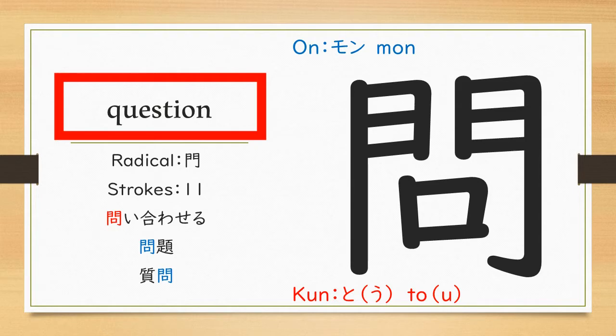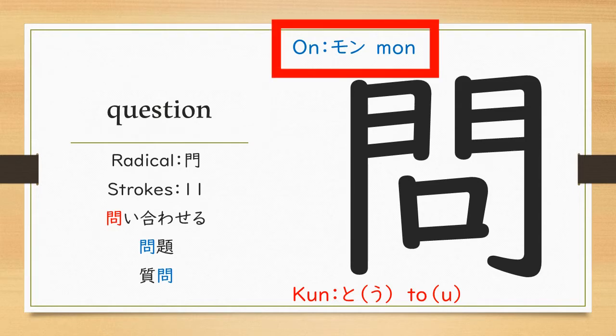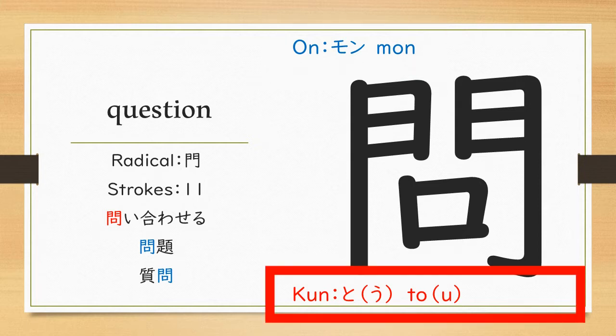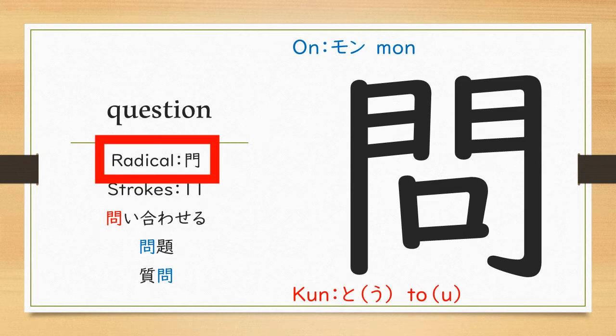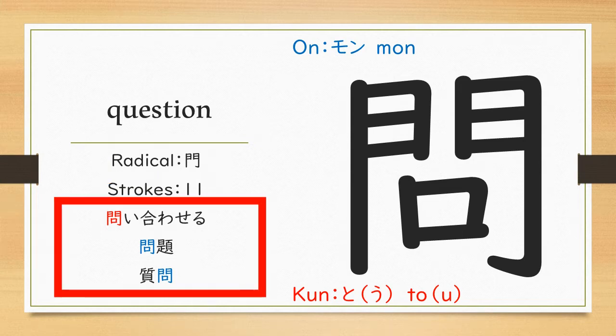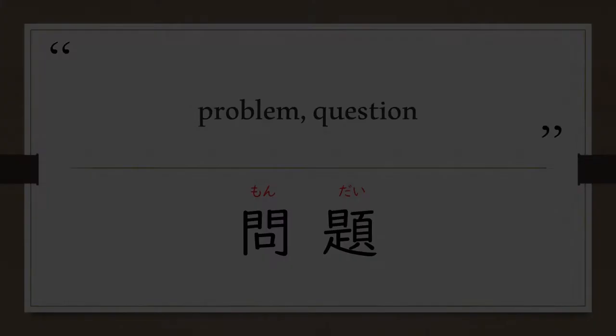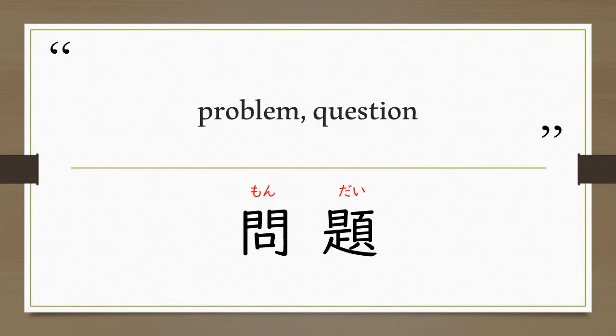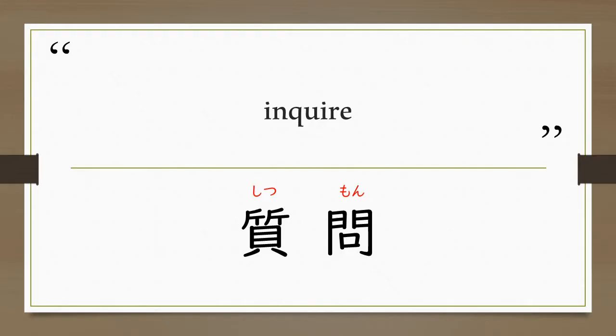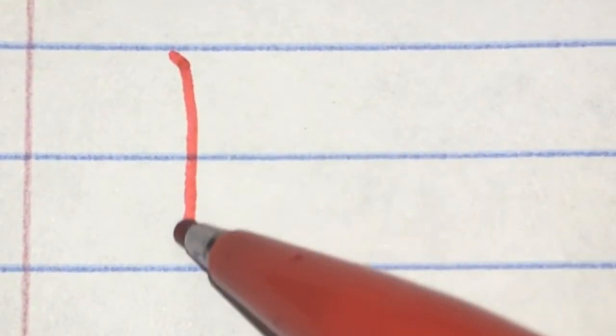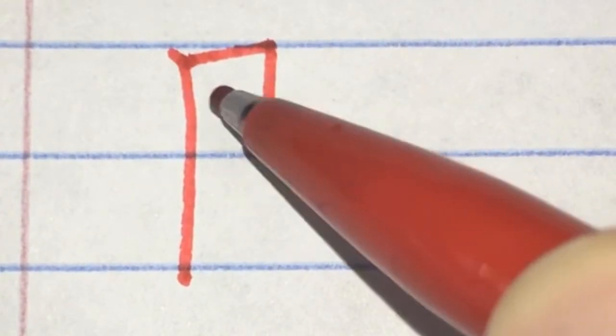The meaning is question. On is mon. Kun is tou. Radical is the gate. These are the words with this kanji. Seeking information is 問い合わせる. Problems or questions is 問題. Inquire is 質問.